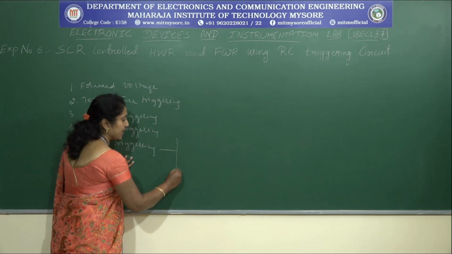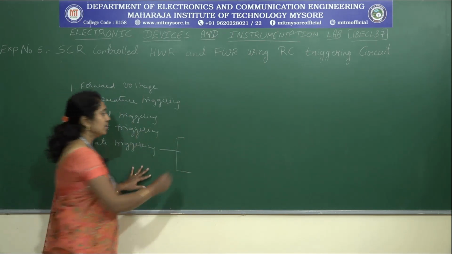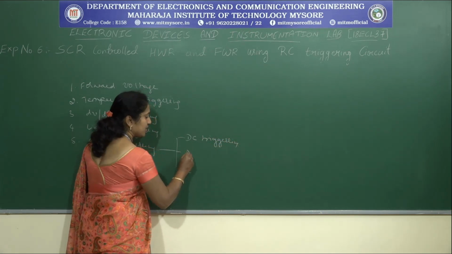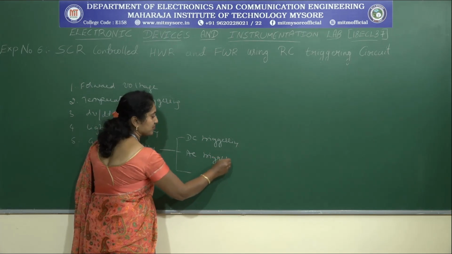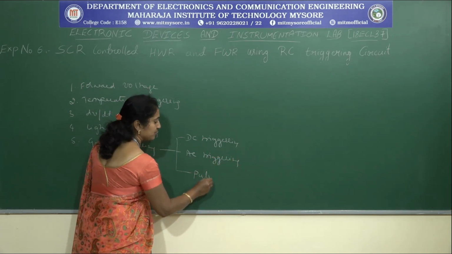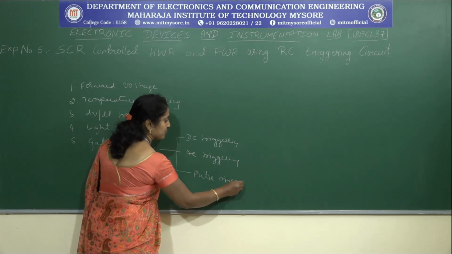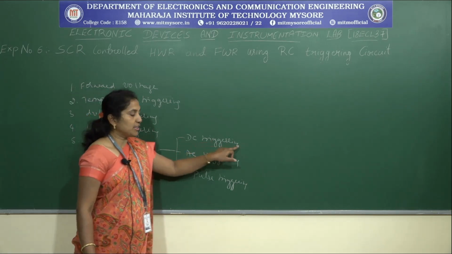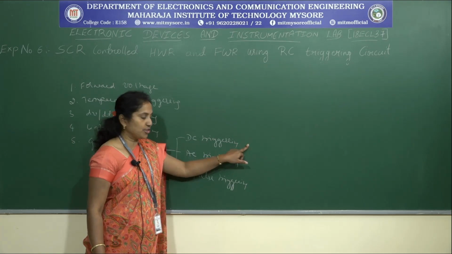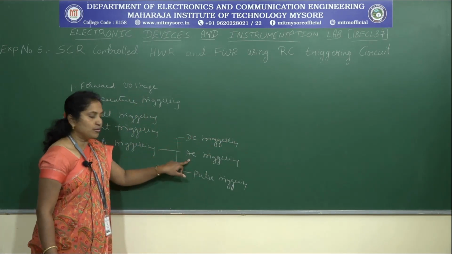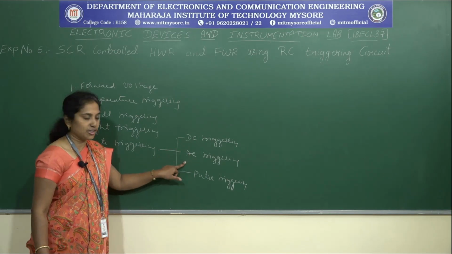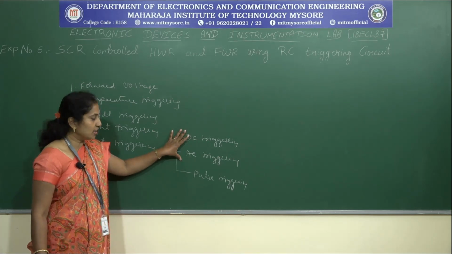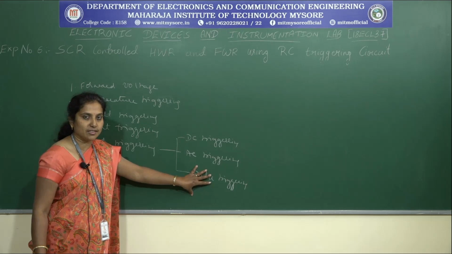In the gate triggering, there are three types: DC triggering, AC triggering, and pulse triggering. In DC triggering, the disadvantage is that the power and control circuits are not in isolation form. Therefore, we prefer AC triggering, but here also some disadvantages are there. The cost will be high. Because of these disadvantages, we are going to prefer the pulse triggering.